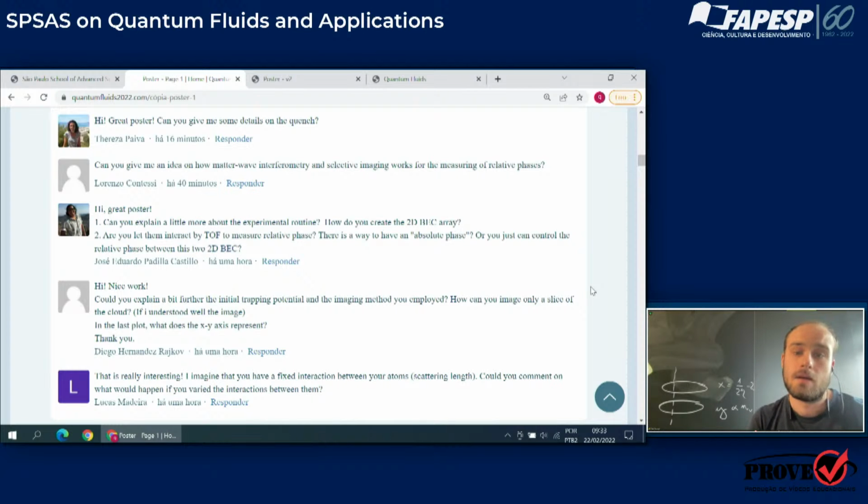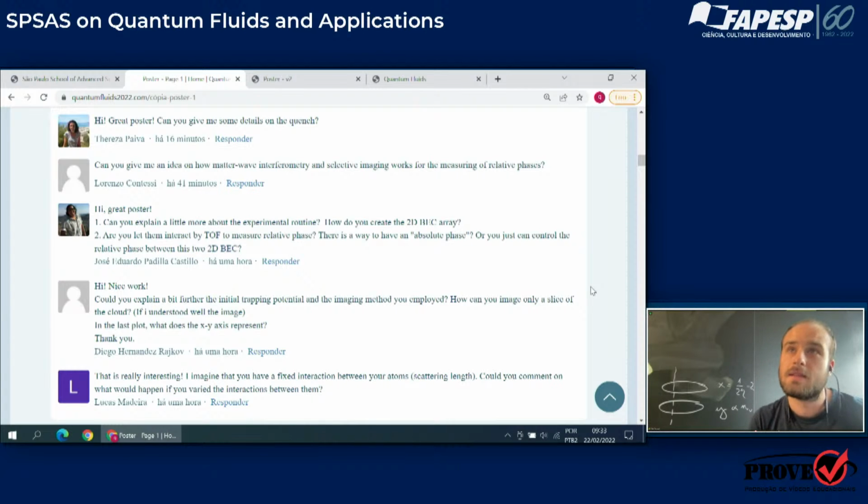However, this won't significantly change the results. One nice thing about the BKT transition is that it is universal. It's predicted that the critical exponent at the transition is 0.25. It has a universal value.